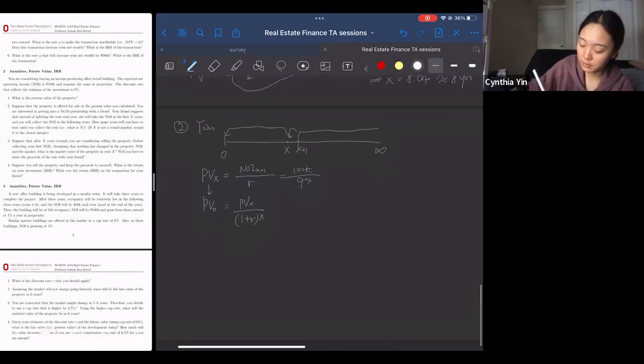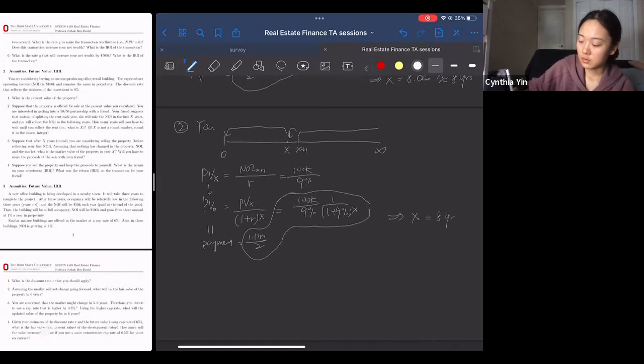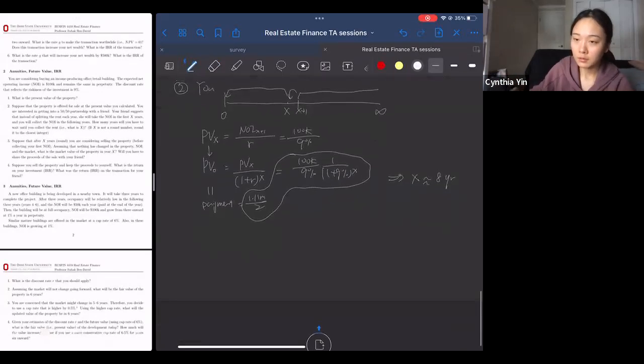Then to make it a fair deal, this part should be equal to your payment, which is 1.11 million divided by 2. And this one is 100K divided by 9%, divided by 1 plus 9% to the power of X. And these two things should be equal. You will get almost the same number out of it. So the result is the same. You still need 8 years for your friend.